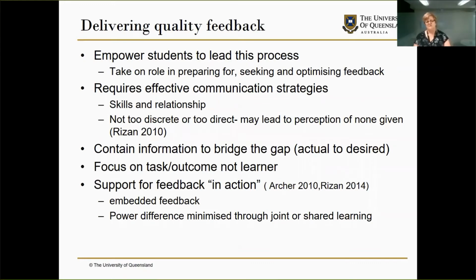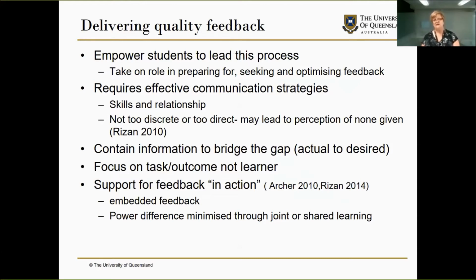So that leads a little bit into the delivery and quality of feedback. I mentioned in the last slide about empowering the student. So the whole student-centered model is one where a part of the aim is for them to lead it and for it not to be educator-driven. So it's student-driven, it's student-led.